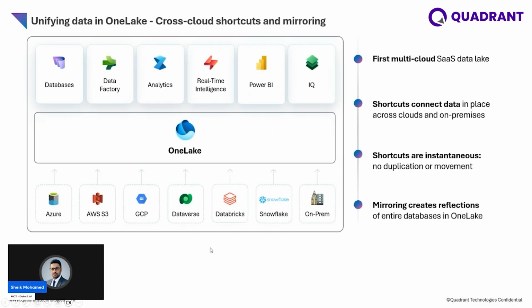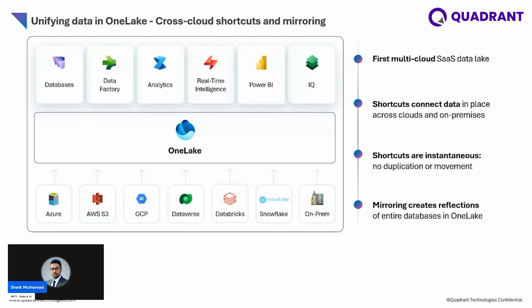Yeah, so I think when we talk about the unification of your data within OneLake, there are quite a couple of technology areas, like shortcuts, cross-cloud shortcuts and mirroring, but when to use which one depends on the use case. But we'll quickly go through the current support that we have with respect to external shortcuts, a couple of types of shortcuts that we have, and then the mirroring capabilities as well.